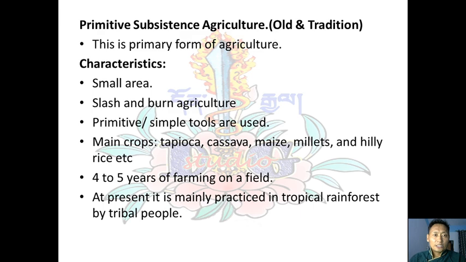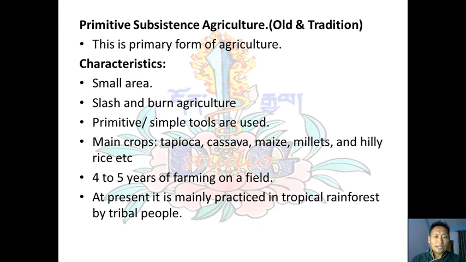So the first type of subsistence agriculture that we are going to discuss in this chapter is primitive subsistence agriculture. Primitive means old or traditional way of cultivation of crop, done mainly for self-consumption. That is called primitive subsistence agriculture. This is the primary form of agriculture, or old or traditional form of agriculture. This form of agriculture was practiced by people when they got knowledge about the utilization of soil and cultivation of crops. So this is the oldest and most traditional way of cultivation of crops.